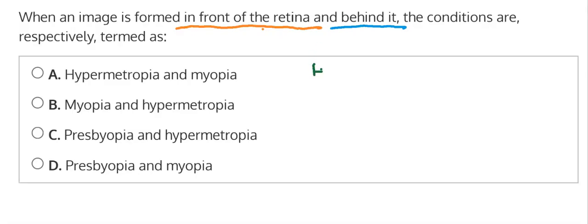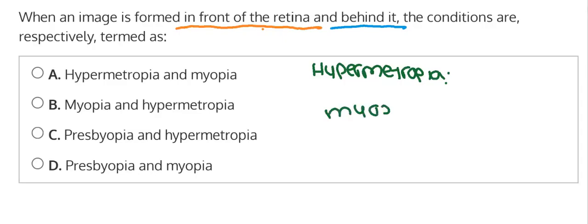So let's review what hypermetropia is. Let's review what myopia is. Let's review presbyopia. And then we know that the question will have some combination of these three, and we will try and figure out which one is related to in front of the retina and which one is referring to behind the retina. So starting with hypermetropia, let's break down this word.